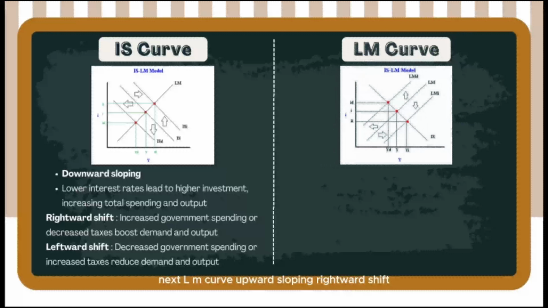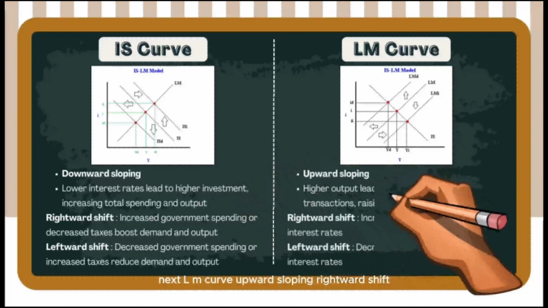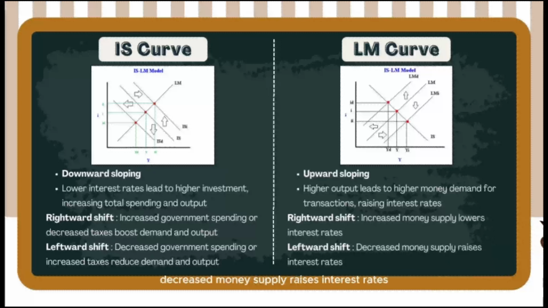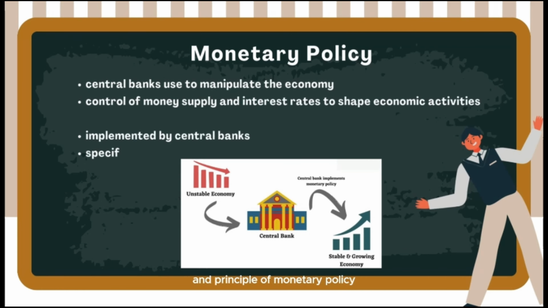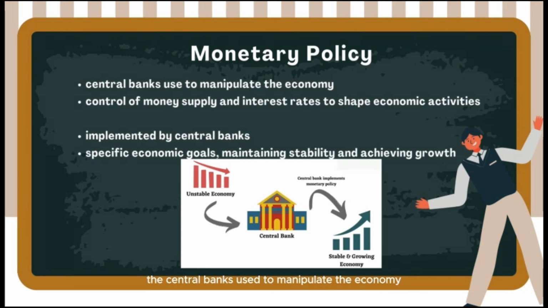Next, the LM curve is upward sloping. A rightward shift means an increased money supply, which lowers interest rates. A leftward shift means a decreased money supply, which raises interest rates. Next, we are going to look at the definition and principle of monetary policy. Central banks use it to manipulate the economy by controlling the money supply and interest rates to shape economic activities. It is implemented by central banks. Meanwhile, the central bank has specific economic goals, which are maintaining stability and achieving growth.